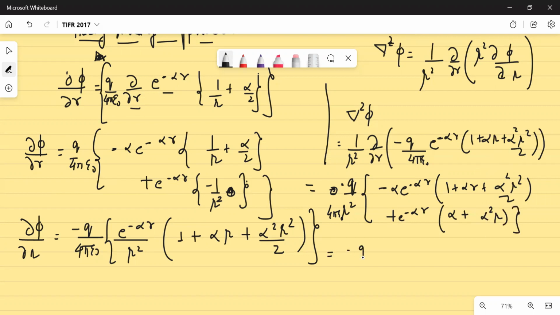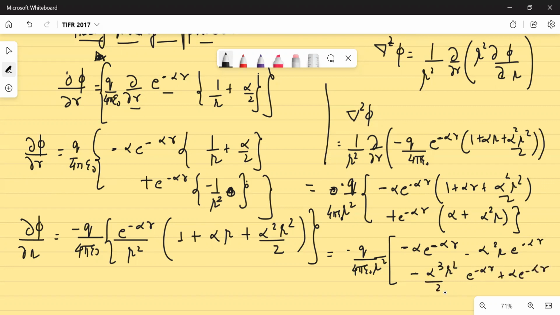So overall, this will come as minus q upon 4 pi epsilon naught r square. Okay. And then you'll get minus alpha e to the power minus alpha r, minus alpha square r e to the power minus alpha r, then minus alpha cube r square upon 2 e to the power minus alpha r, then plus e to the power minus alpha r, and then plus alpha square r e to the power minus alpha r. This gets cancelled, this gets cancelled. Overall, this remains to be the case.